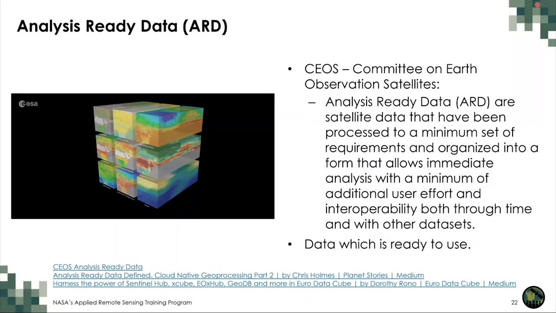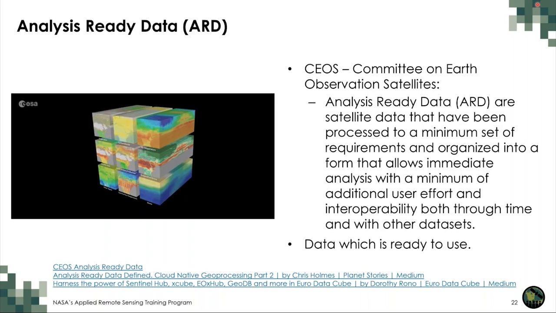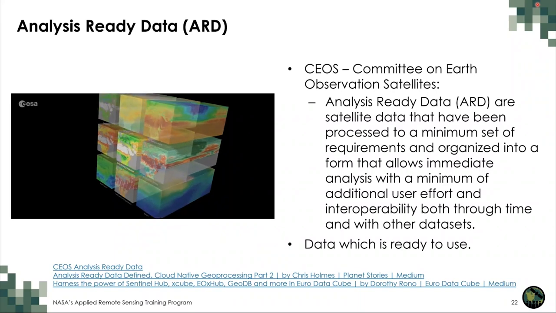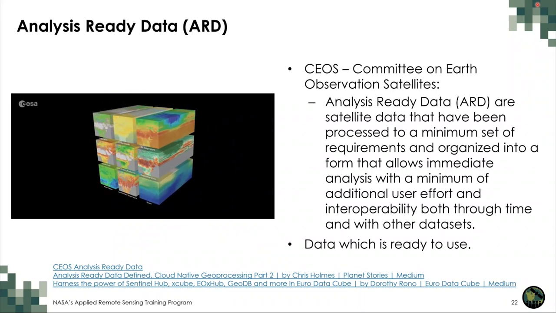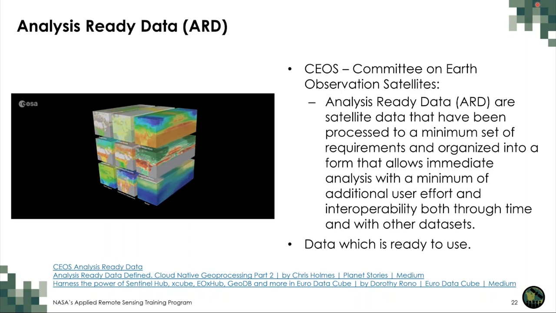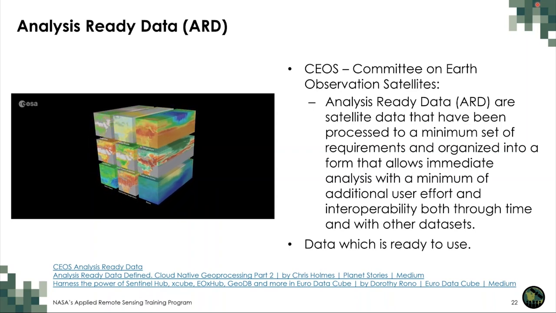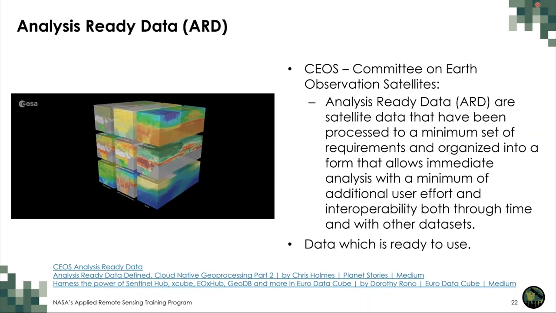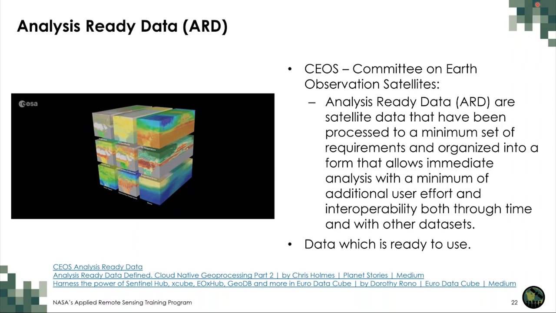So to be able to process time series, we have to have something that is called analysis ready data. The Committee on Earth Observation Satellites defines analysis-ready data as satellite data that have been processed to a minimum set of requirements and organized into a form that allows immediate analysis with the minimum of additional user effort and interoperability both through time and with other data sets. Blah, blah, blah, it's called data which is ready to use.